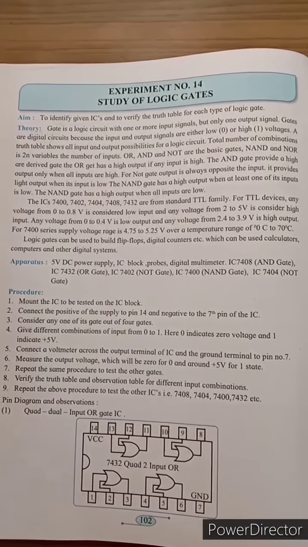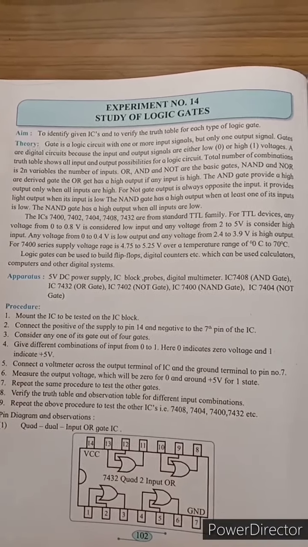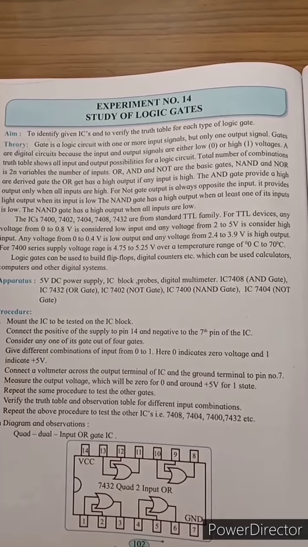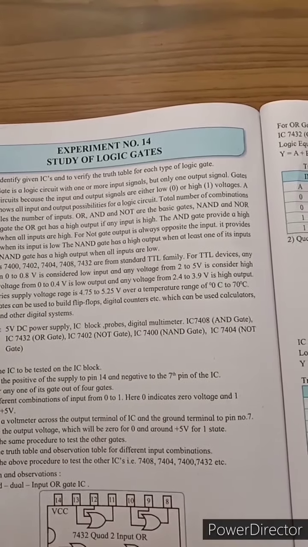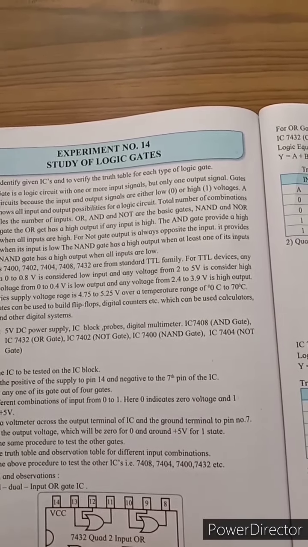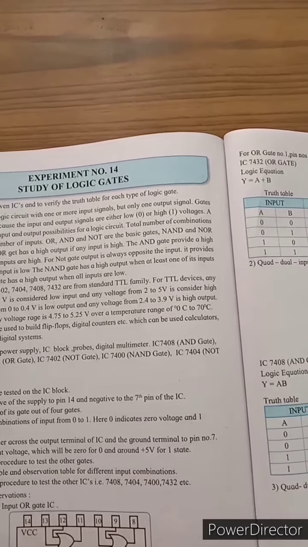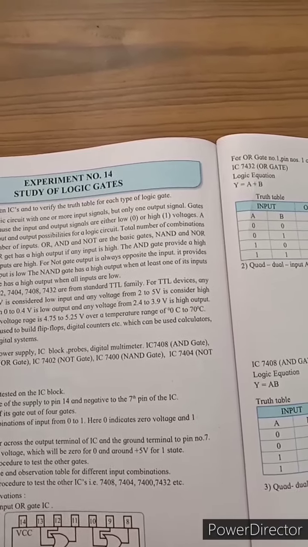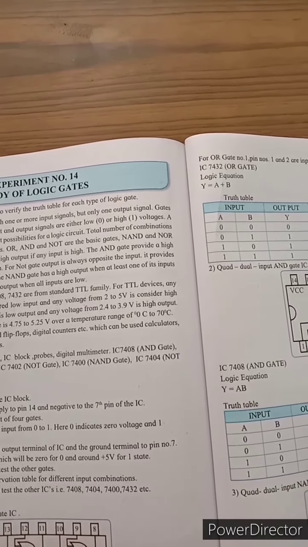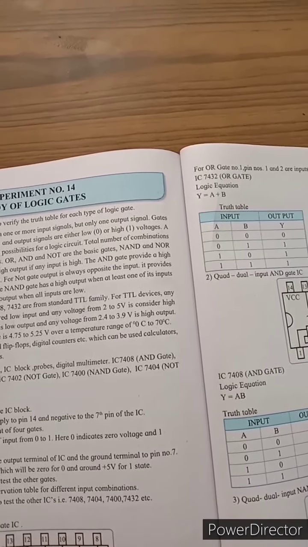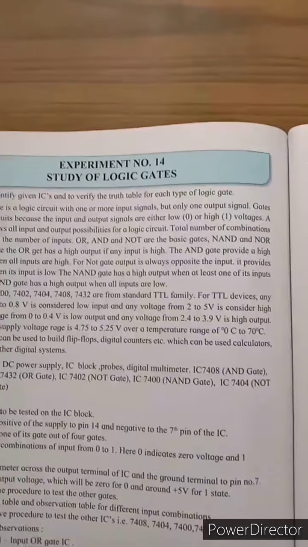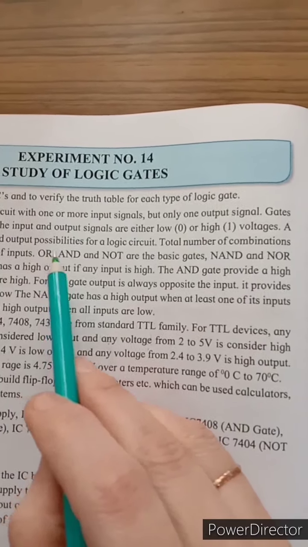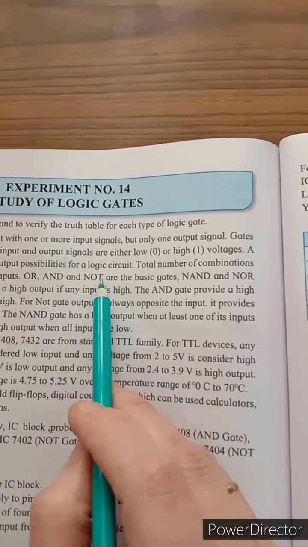Students, today we will perform experiment number 14, study of logic gate. A logic gate is a circuit which has one input or more than one input, but the output is always one. There are three basic logic gates: OR gate, AND gate, and NOT gate.